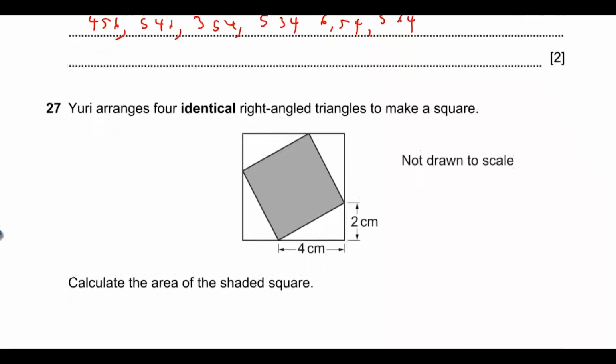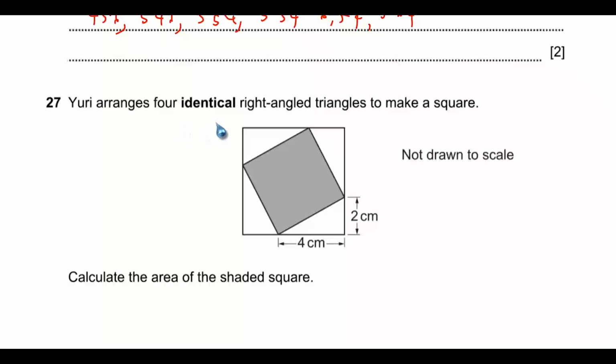Question 27. Yuri arranges 4 identical right-angled triangles to make a square. Calculate the area of the shaded square. Okay, so this is the first right-angled triangle, this is the second one, and this is the third one, I mean the white part. If you observe very well, you see that each side of the shaded square is the hypotenuse side. This is the hypotenuse for this triangle, and this is the hypotenuse for the next triangle, and so on.